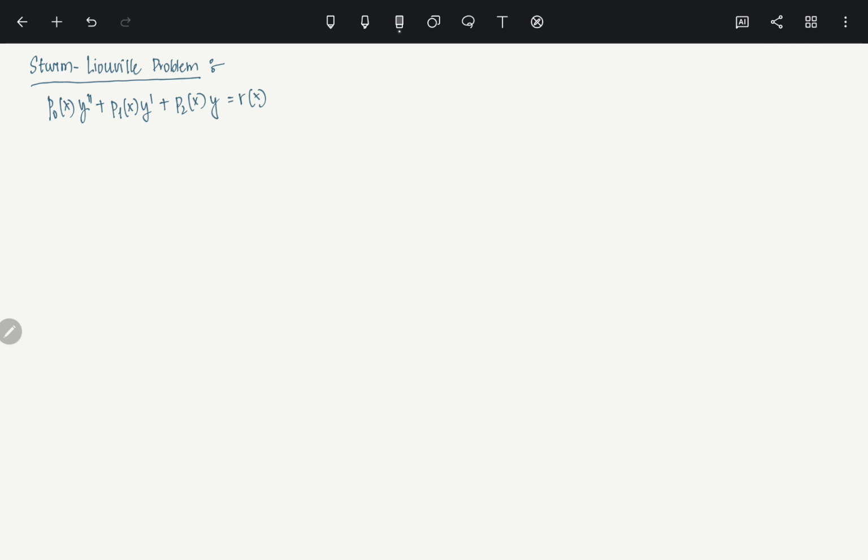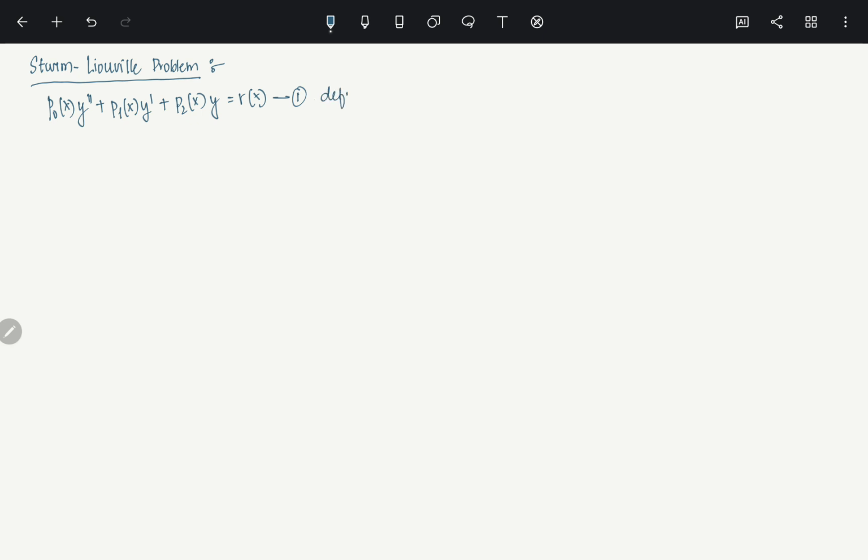topic about? We are essentially interested in an equation like this: a second order equation given by p naught of x y double prime, plus p1 of x y prime plus p2 of x y equals r of x. Let's call that 1. So this is your second order equation.